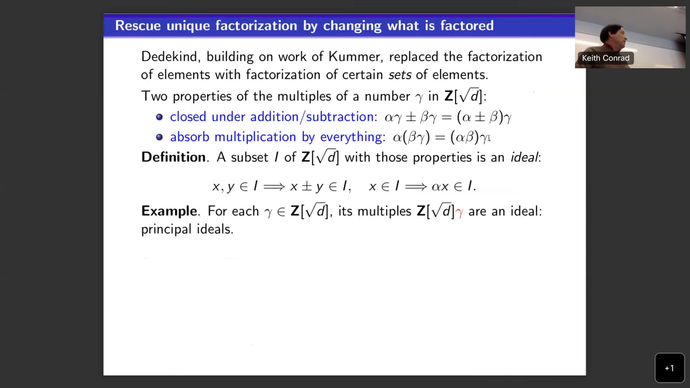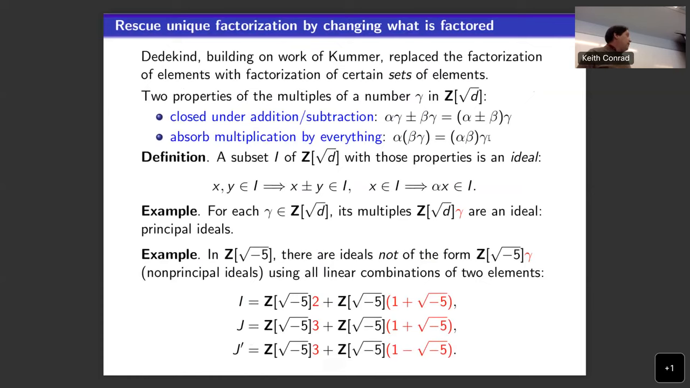And so this is what an ideal is. It's closed under adding and subtracting, it's an additive group, and it absorbs all the multiplication from Z[√d]. So this is where ideals first came from, in this kind of setting, trying to fix the failure of unique factorization. And of course, the multiples of an individual element are an ideal, that's the principal ideals, but we can also have non-principal ideals, like the linear combinations in Z[√-5] of 2 and 1+√-5, or 3 and 1+√-5, and 3 and 1-√-5. Of course, these are closed under adding and subtracting, and under multiplying by everything, but these are not the multiples of an individual element. So we have these non-principal ideals. Principal ideals are like elements, and non-principal ideals are something new.